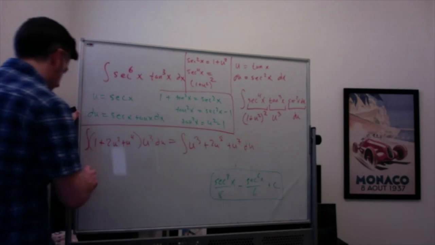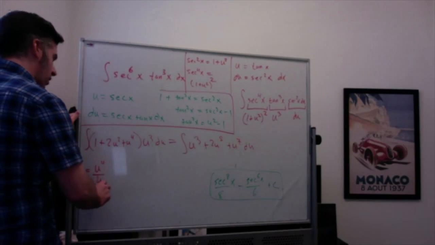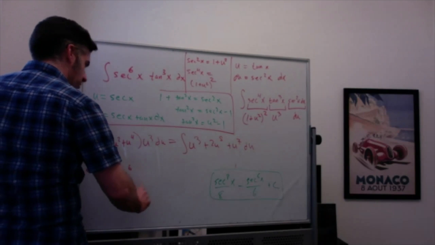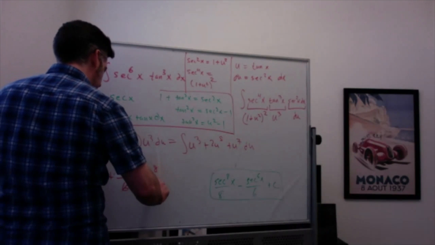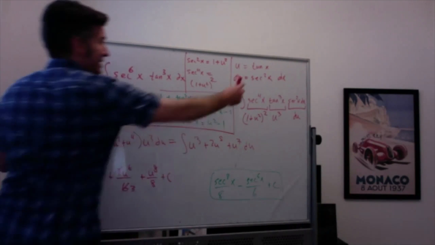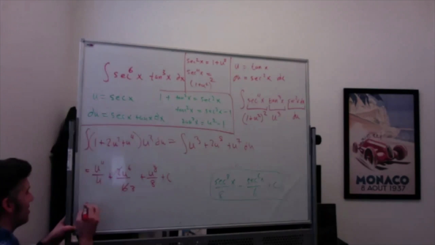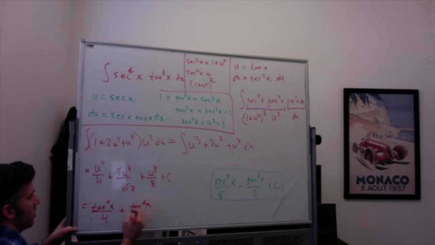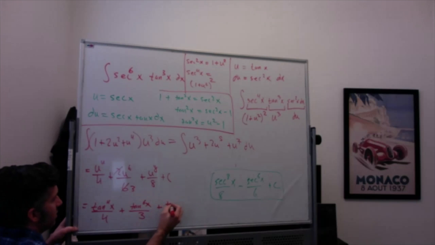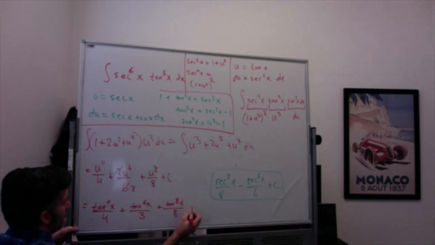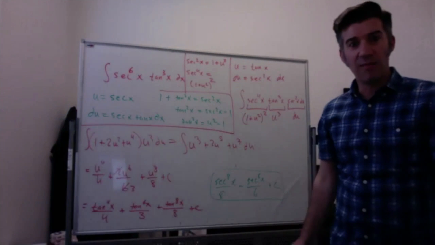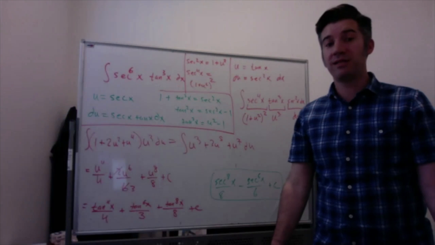Which is then going to be u to the fourth over 4 plus 2u to the sixth over 6 plus u to the eighth over 8 plus c. And then you plug back in tangent, and your answer is tangent to the fourth x over 4 plus tangent to the sixth x over 3 plus tangent to the eighth x over 8 plus c. Are these the same? Actually, yeah. Well, at least up to a constant.